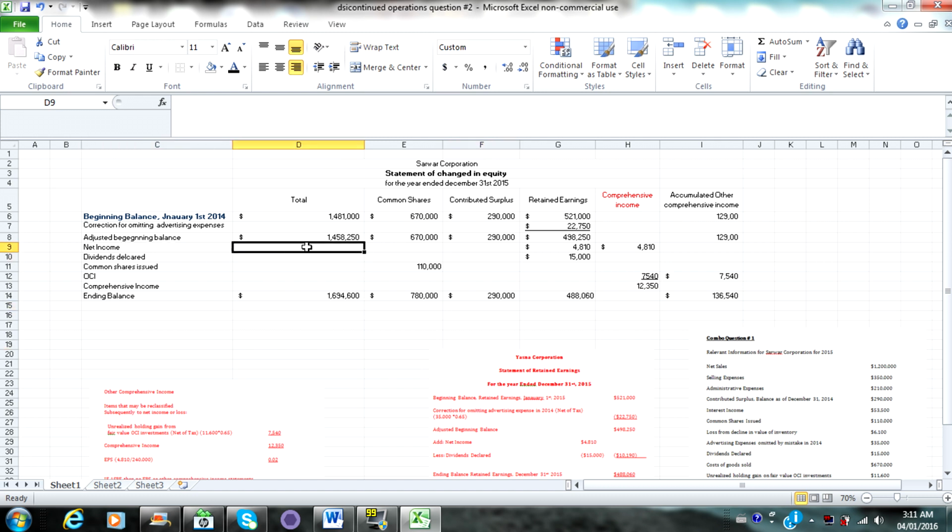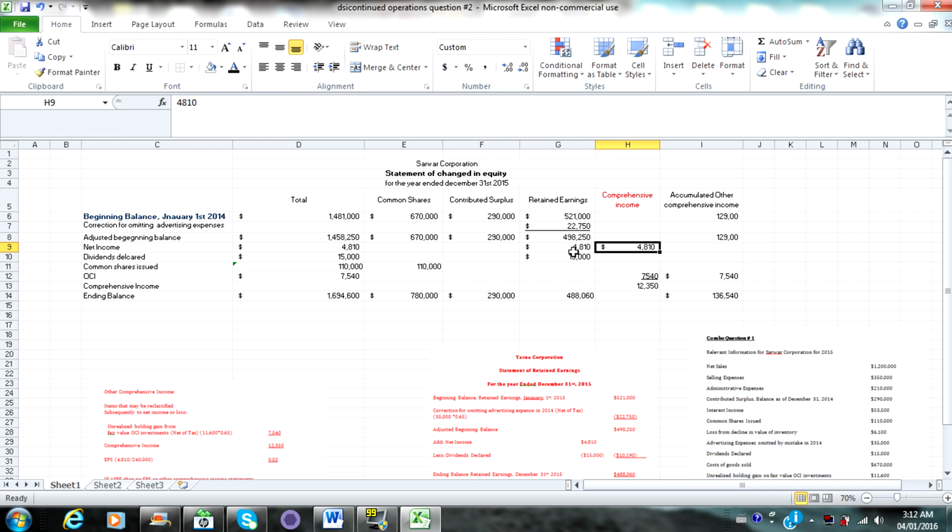Now, net income is just going to equal $4,810. Dividends declared was $15,000. Common shares issued was $110,000. And OCI was $7,540. One thing I want you to note here, in this total column, is that, look at net income. Net income is reported twice. Once for retained earnings and once for comprehensive income. You see that? $4,810 and the $4,810 here.